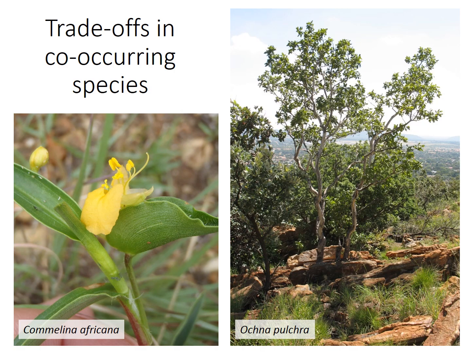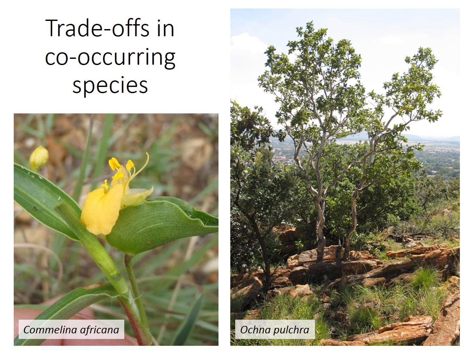So, let's look at two co-occurring species that are common here in the Magaliesberg and that have very different characteristics. And let's think about the trade-offs these species exhibit. Commelina africana is a short forb. It's fast-growing and has a relatively short lifespan. On the other hand, Ochna pulchra is a slow-growing and long-lived tree.